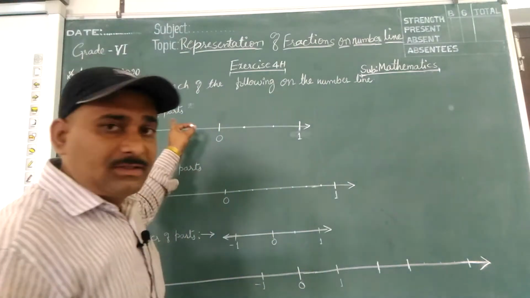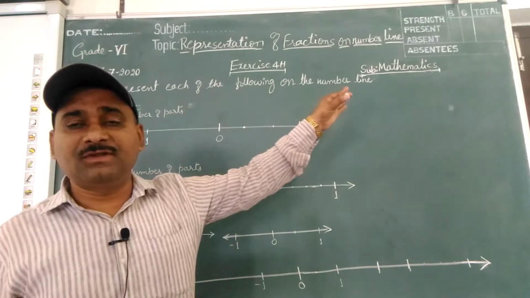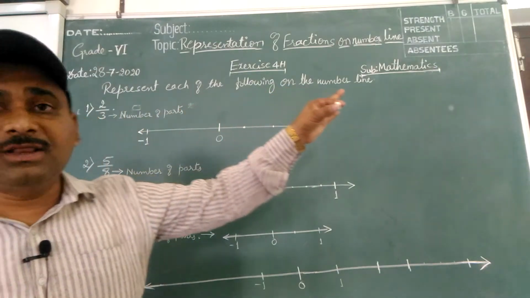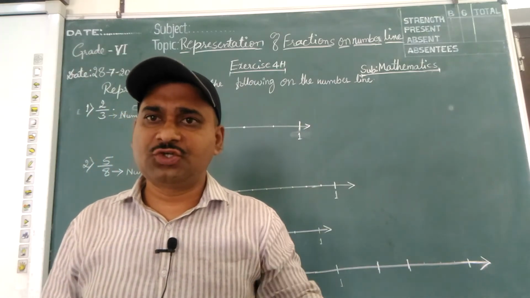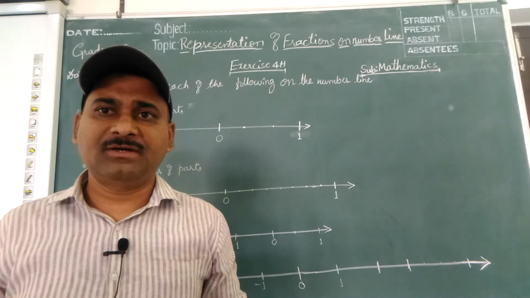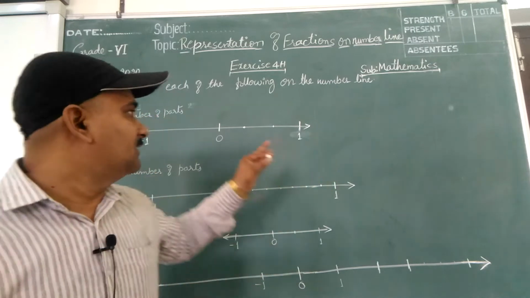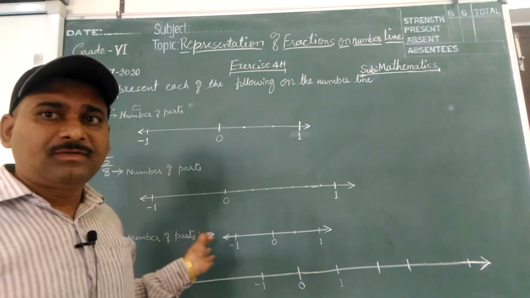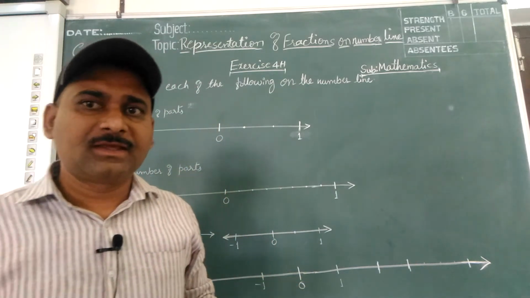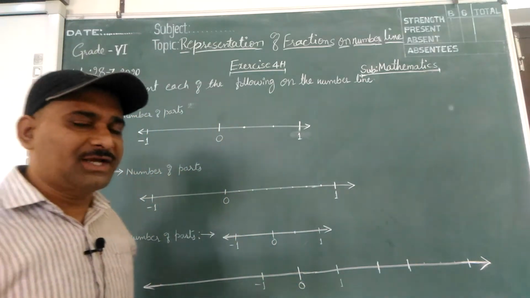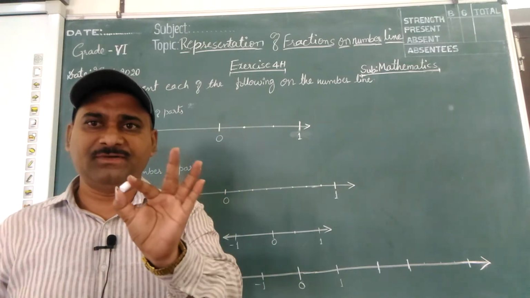See, in exercise 4H, represent each of the fractions on the number line. Represent means show. Represent means you show these values on the number line, in the correct place. So children, to show the fractions on the number line, first we should draw the number line. That is the very first thing.